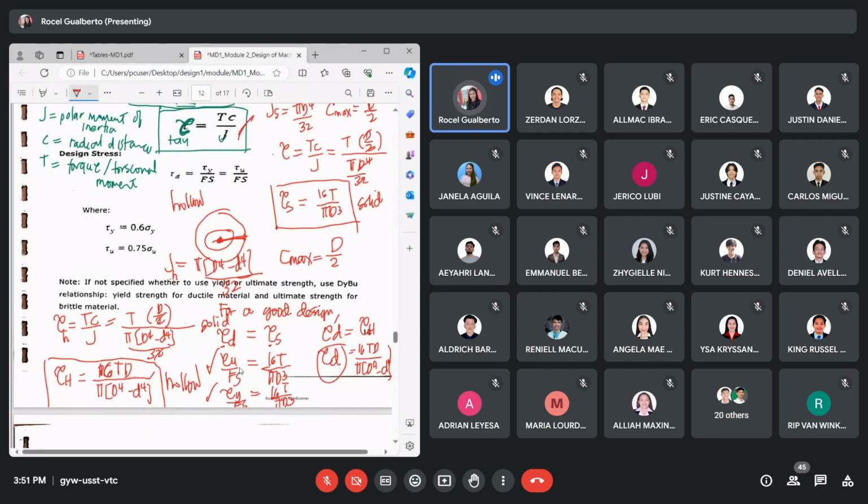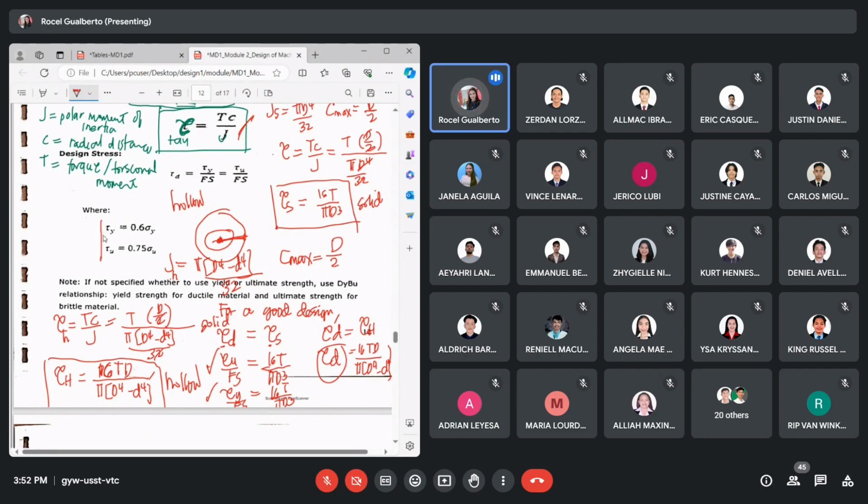What about naman po yung tau U at tau Y? Yung tau U at tau Y po, hindi naman po yun nakikita exactly sa design tables po natin. So, saan po makikita yung tau U at tau Y? You need to solve for them. The value of this tau U and tau Y is dependent on the value of sigma U and sigma Y. Kaya, sa material specification po natin, sigma U and sigma Y pa rin po yung kukunin natin. So, you need to solve lang po for the value.